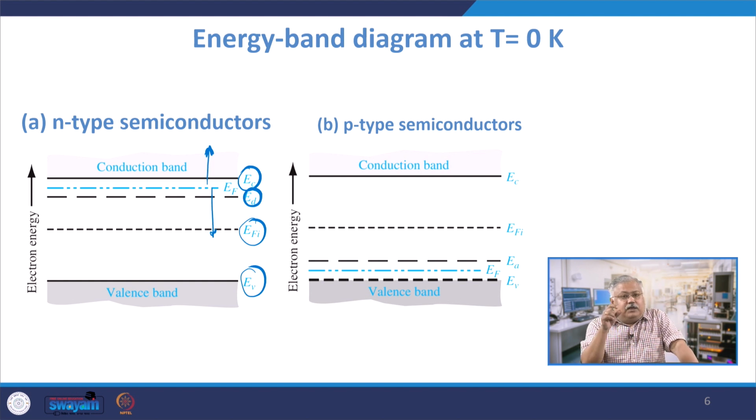The smaller the distance between the Fermi level and the donor species, the more probability of finding a free electron in the n-type semiconductor.